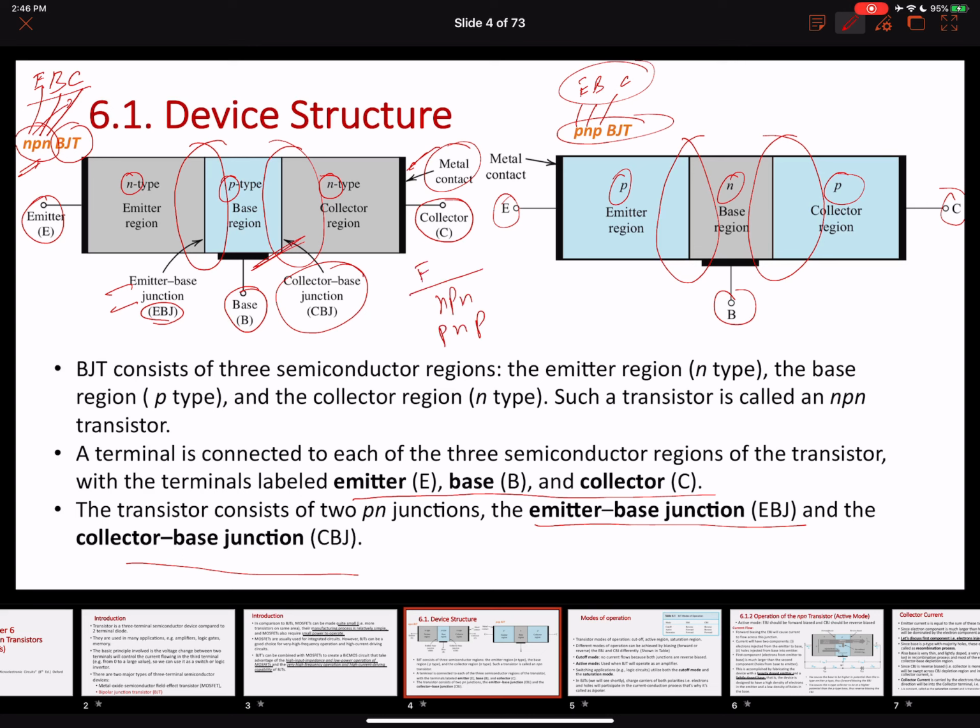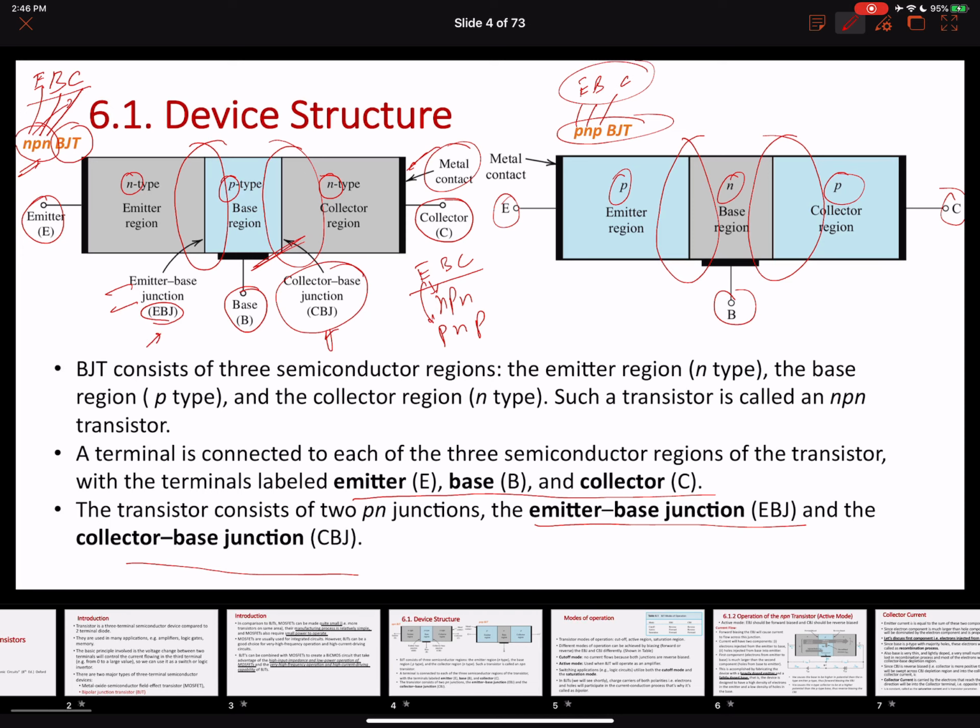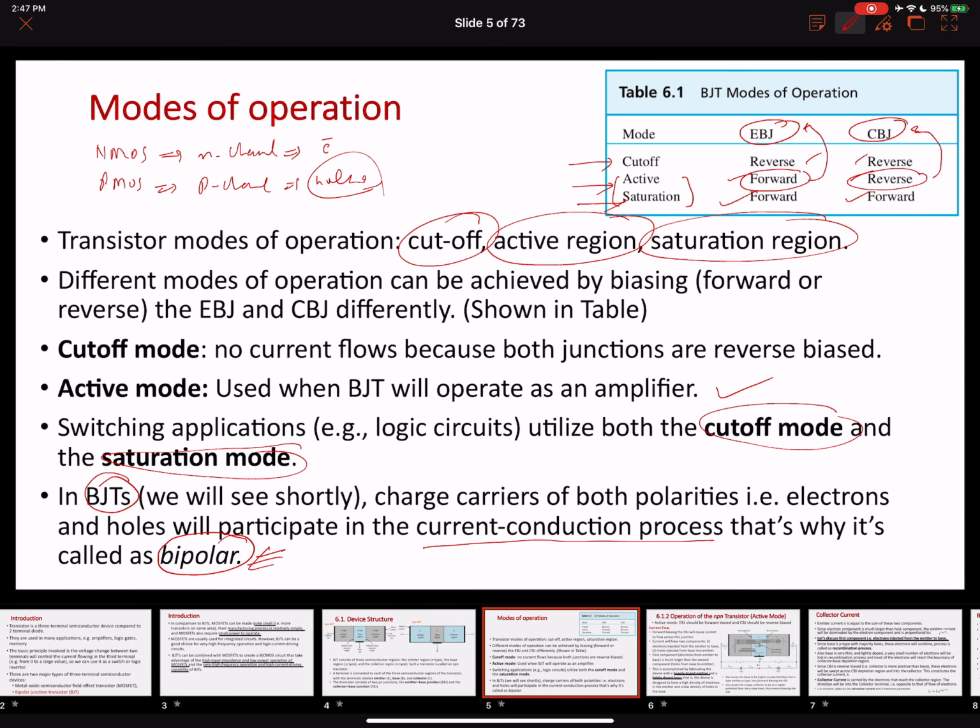They are always emitter, base, collector terminals, right? So for an NPN, the emitter is N-type and the base is P-type. There are two junctions over here: one is the emitter-base junction and one is the collector-base junction. We talked about the three modes of operation: cutoff, active, and saturation. The active and saturation regions here are different as compared to a MOSFET, where active and saturation are exactly the same thing.